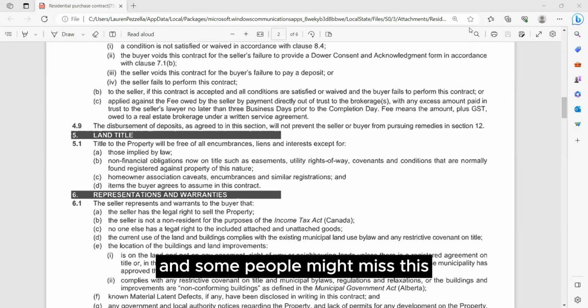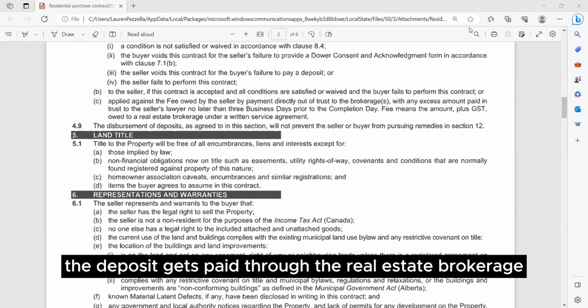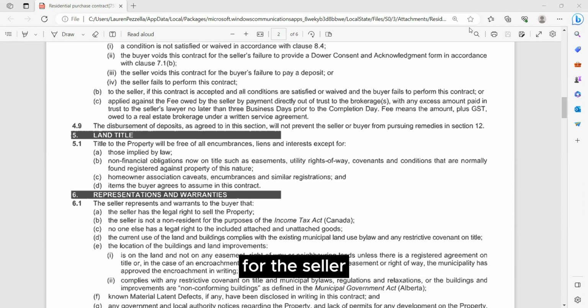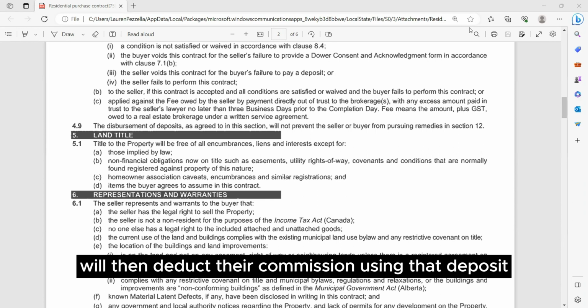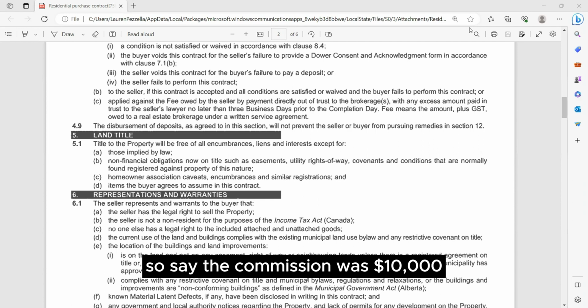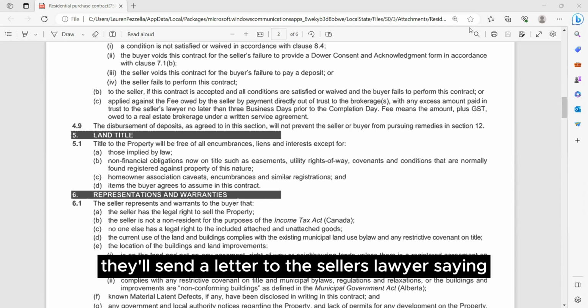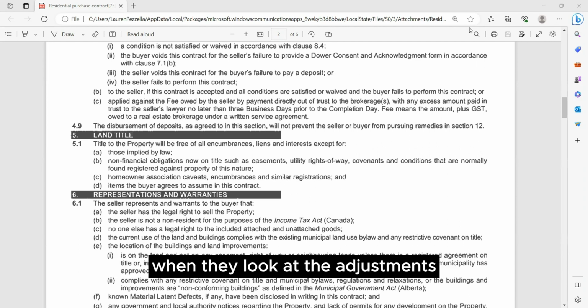So frequently what happens, and some people might miss this when they're looking at a statement of adjustments, is the deposit gets paid through the real estate brokerage. And then the real estate brokerage, for the seller who pays commission on the sale, will then deduct their commission using that deposit. So say the commission was $10,000 and the deposit was $5,000. They'll send a letter to the seller's lawyer saying, you owe us $5,000, the difference. And so sometimes people can get confused when they look at the adjustments and they look at the commission amount. And they missed that one fact, and that's included in 4.8C there.